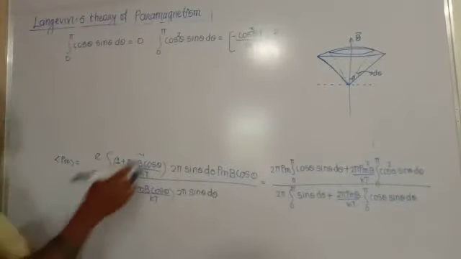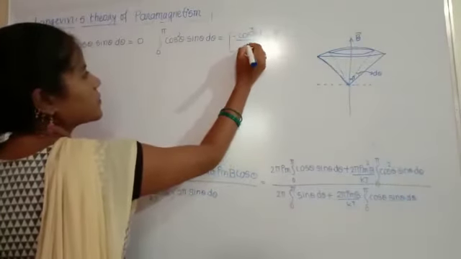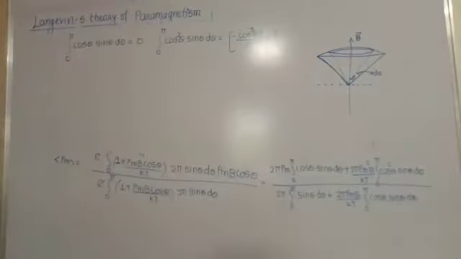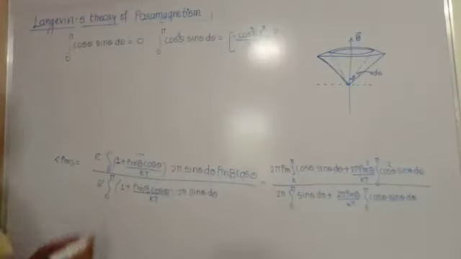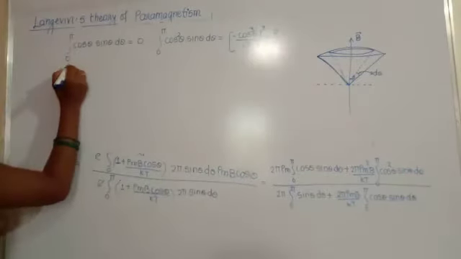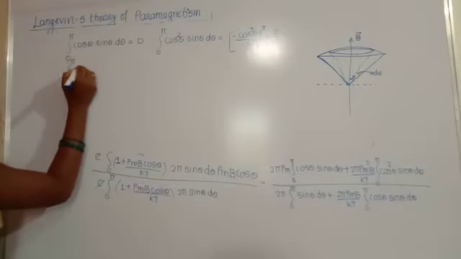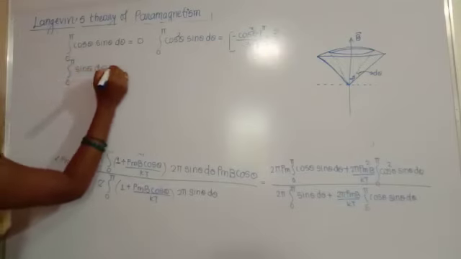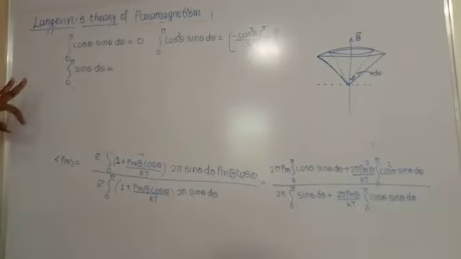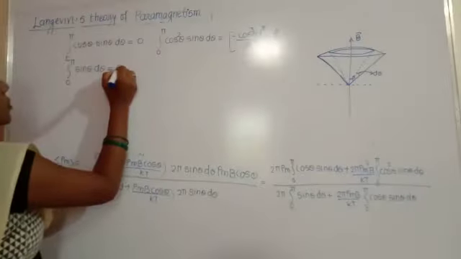Sorry, this cos cube theta divided by 3, and this value is found to be 2 by 3, with the limit 0 to pi. And the third integration, that is integration 0 to pi sin theta d theta, is a simple integration, and this value is equal to 2.